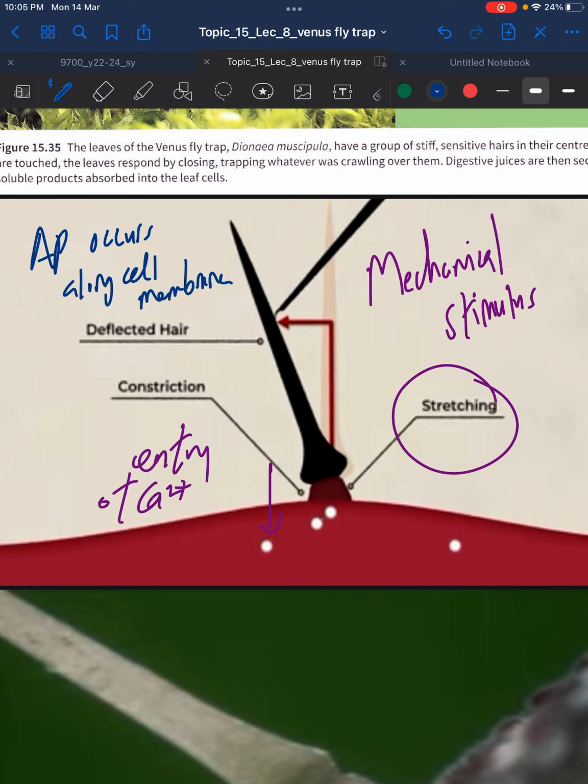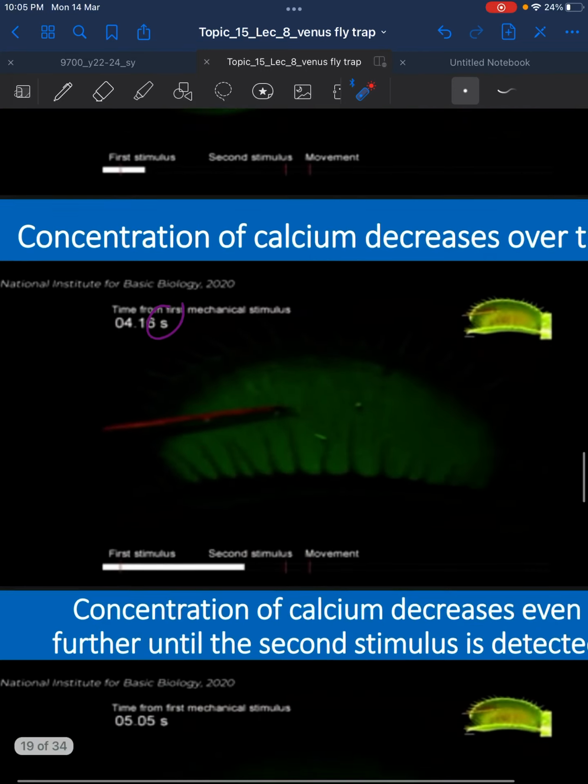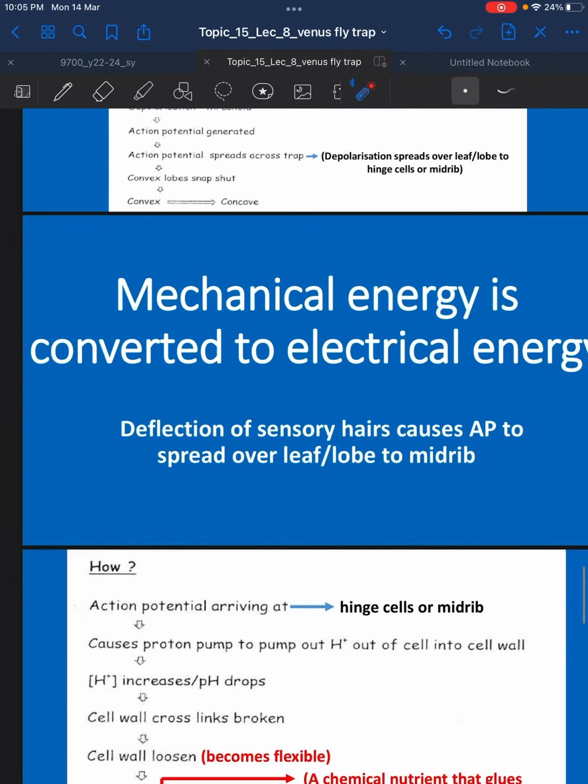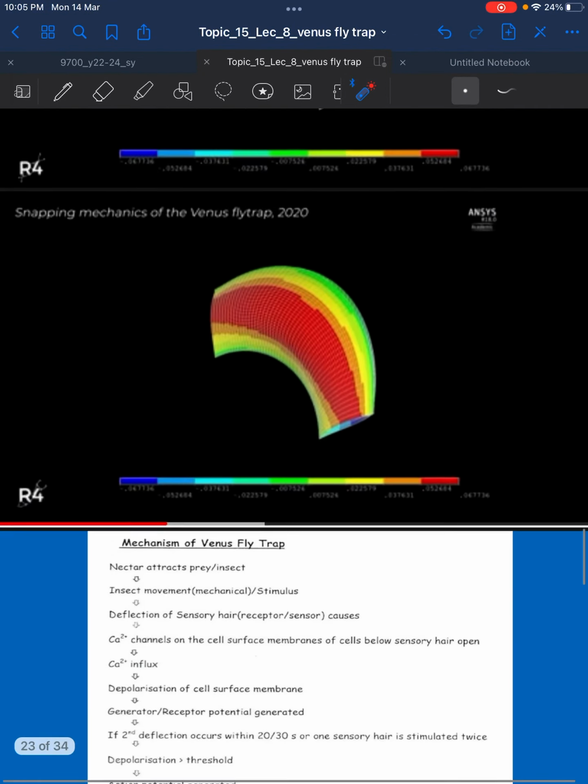So this is the calcium. This is just to show you. This is actually a screenshot from a video. This white color here is the calcium. So the entry of calcium causes action potential, which travels along the cell membrane on each lobe. Action potential here is electrical energy. Mechanical energy is converted to electrical energy.